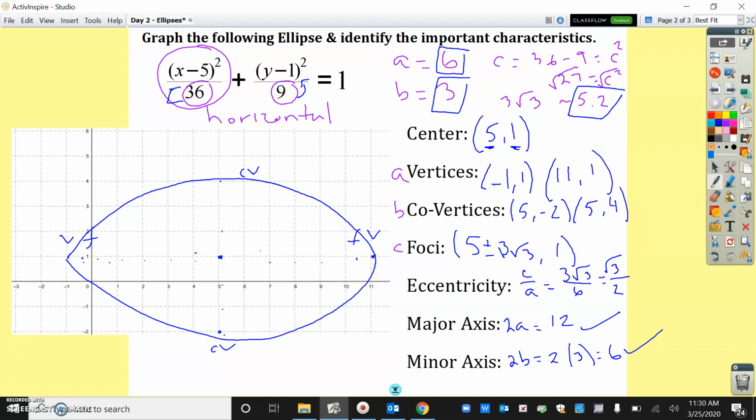It would be opposite if it was a vertical ellipse, because your big number would be under the Y.